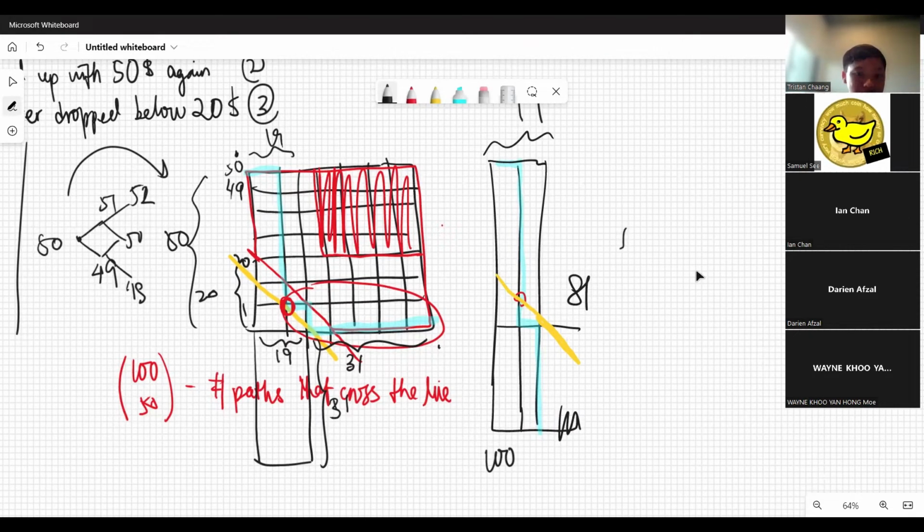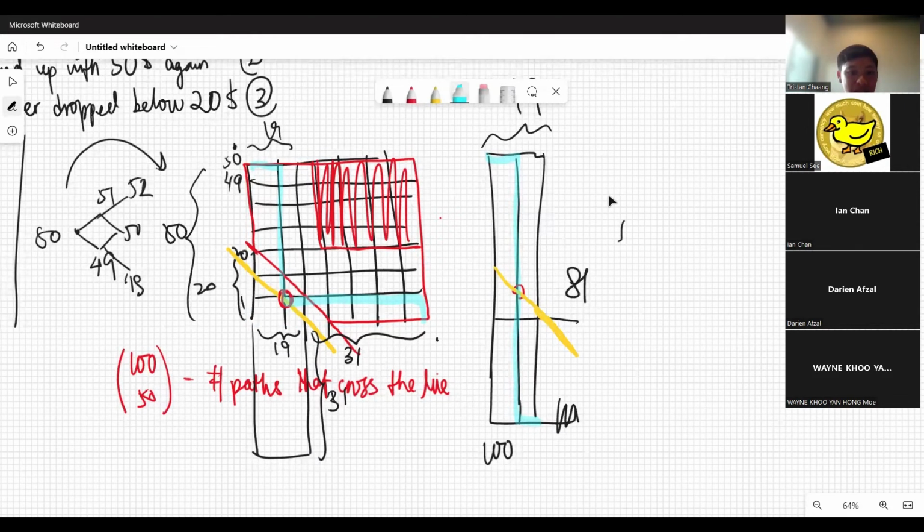For example, if the path is like this, forgive me for my very, very messy diagram. Let's say it's like that. I can still reflect it. It will become like this. Wait, sorry, no, like this. What if it goes through the yellow line? Then still, whatever's after I touch the yellow line, I just reflect it.